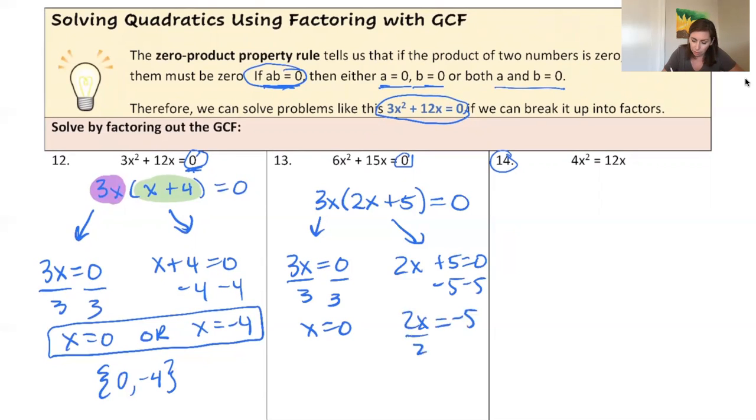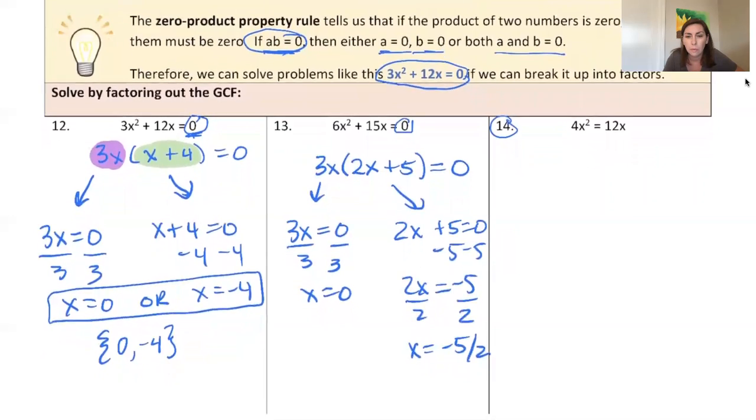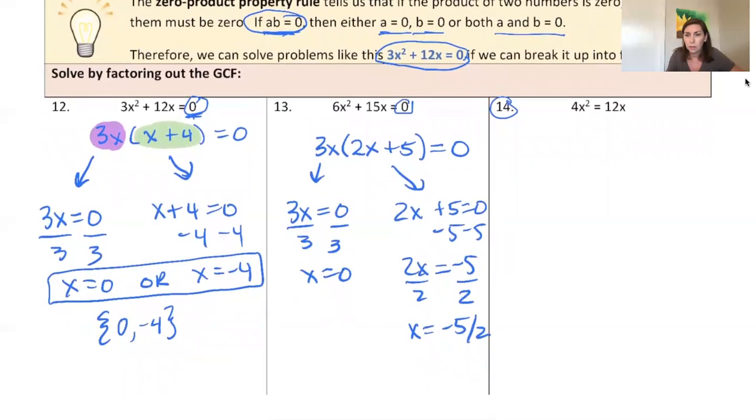and if you notice here, look what's going to happen. I'm going to get a fraction, and that's fine. Just leave it that way. You don't need to do anything else. Once it's already like that, it's less work. Just leave it that way. So x is equal to 0 or -5/2.